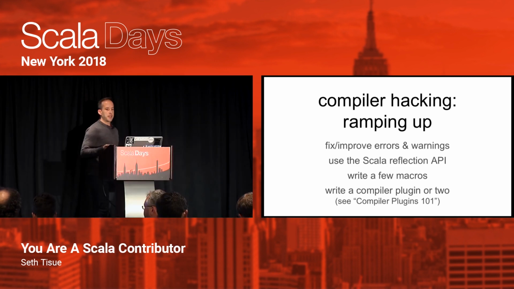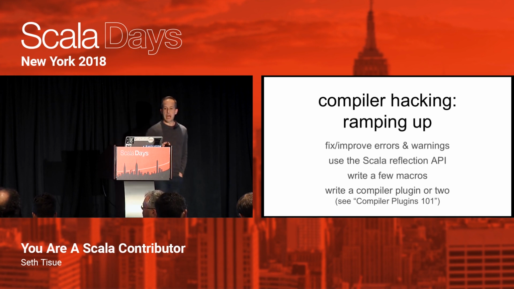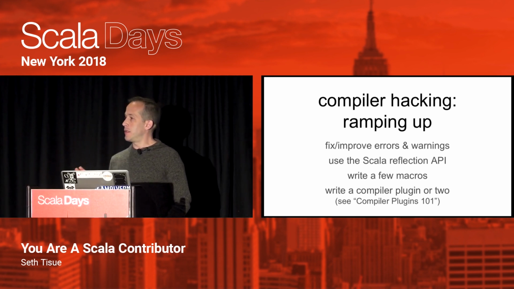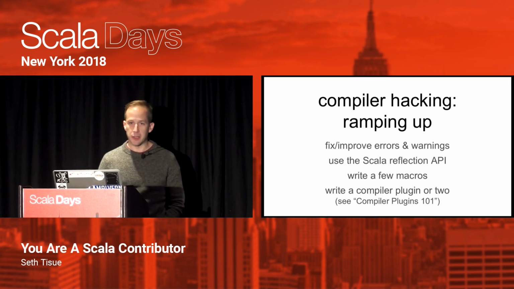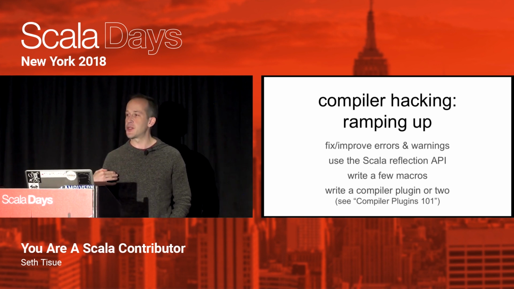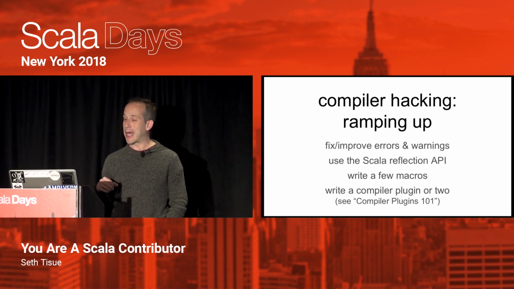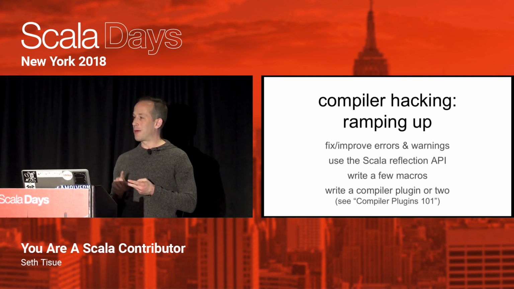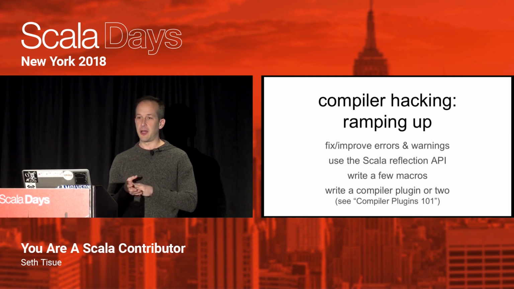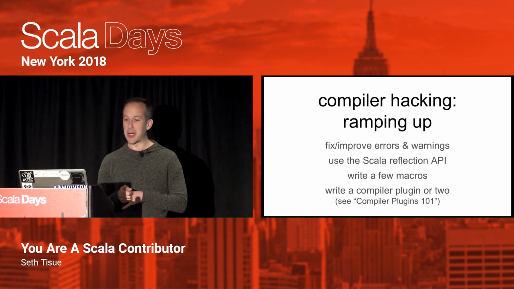Other good educational activities for improving your compiler skills. Working on errors and warnings is a great way to get started. Anything that you do or have done in the past that involved the Scala Reflection API is directly relevant to compiler work. The same is true of anything you do or have done with macros or with compiler plugins. Reflection API, macros, compiler plugins, they all involve direct manipulation of compiler internals. So there really is no firm distinction between these three things and compiler hacking.